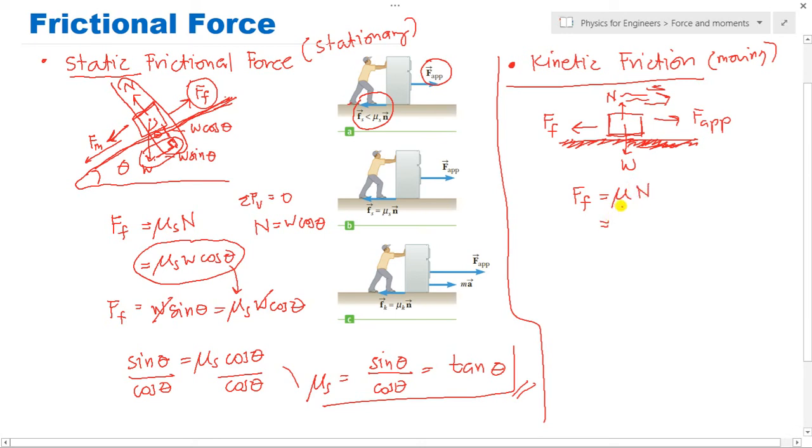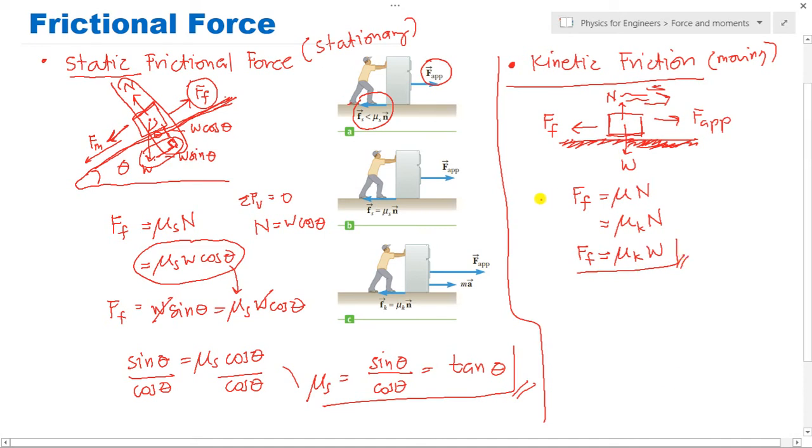But here, class, we can no longer use the static coefficient, since the object is already moving. So what do we use? Of course, the kinetic friction. We have mu k times the normal force, and the normal force is equal to our weight. So this equation is only applied to moving objects.